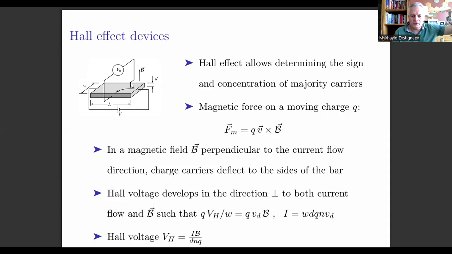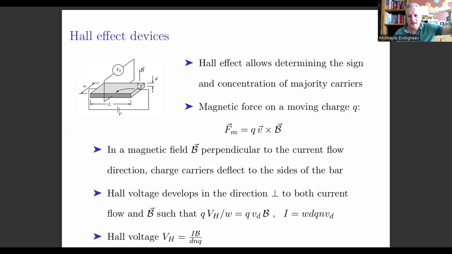Now we can also determine the concentration of the majority carriers, and this is how it goes. This magnetic force pushes the majority carriers in the direction out of the plane of the figure, toward us. As a result, this side becomes charged and the opposite side becomes oppositely charged. This results in an electric field, the Hall electric field. This Hall electric field is directed so as to prevent further charging up of these two opposite sides.